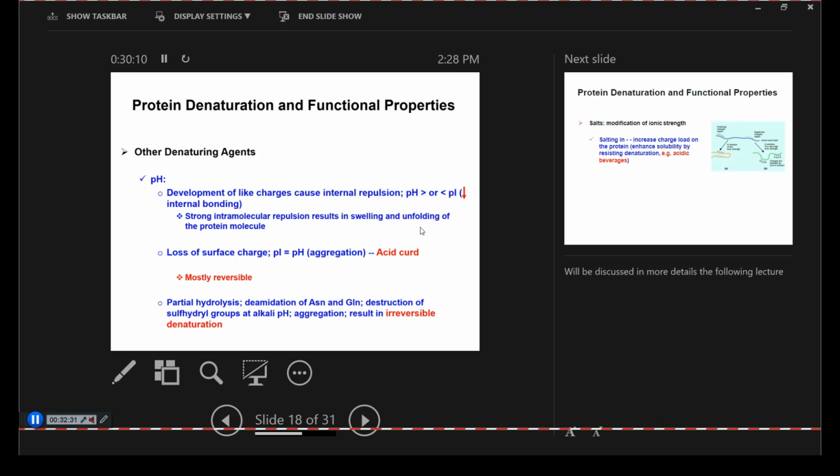Other types of denaturation: pH can cause partial hydrolysis depending on the presence, the temperature. Peptide bonds can be broken.